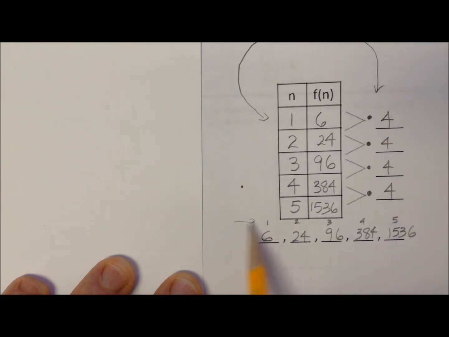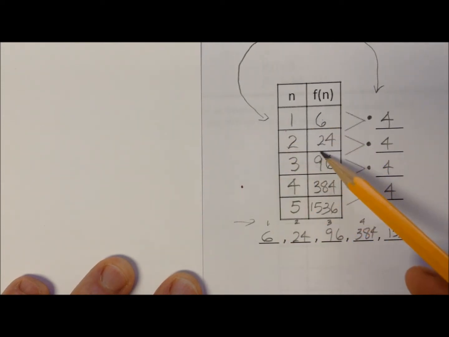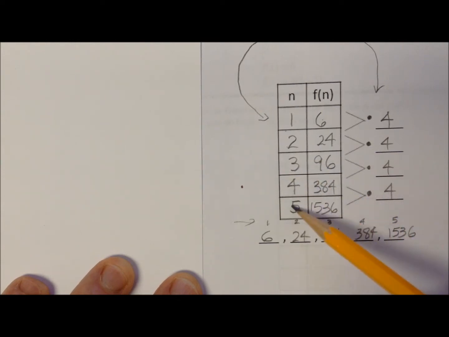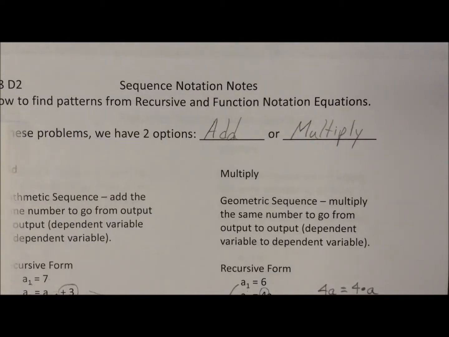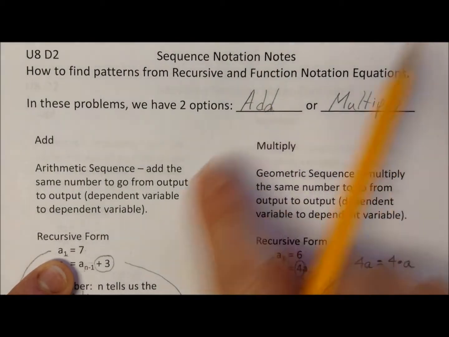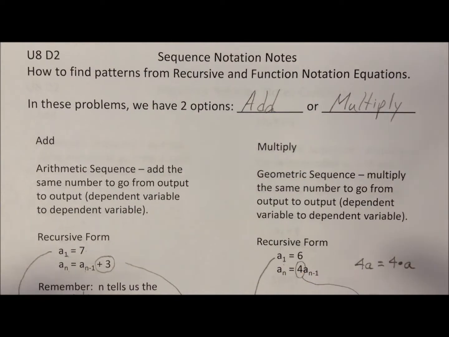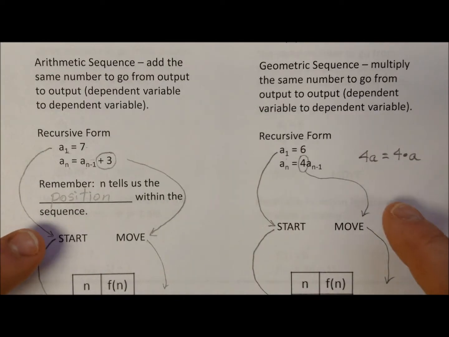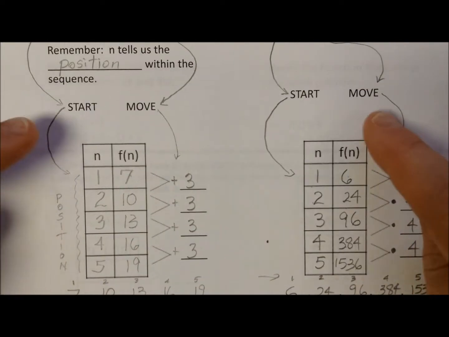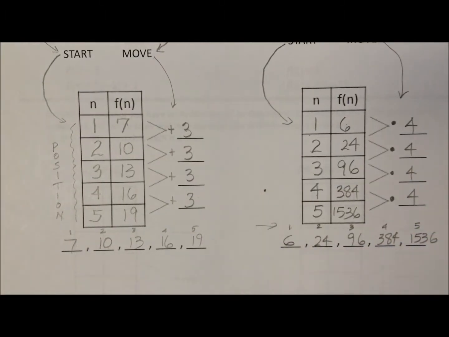Now you don't have to put these little numbers up here at the top, this 1, 2, 3, 4, but I want you to realize that they are part of an input-output algorithm when it comes to sequences. Okay? So, again, the process: we have to take a look at our recursive formulas. We have to decide, hey, am I going to be adding in this pattern or am I going to be multiplying in this pattern? And once we do that, we go to our start and move process, fill in our table, and shazam, we have our sequences.